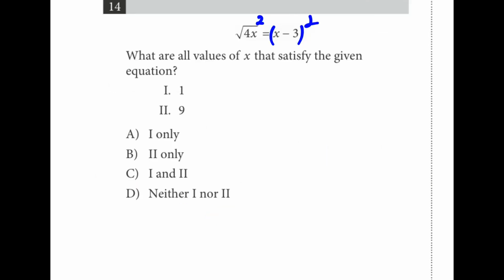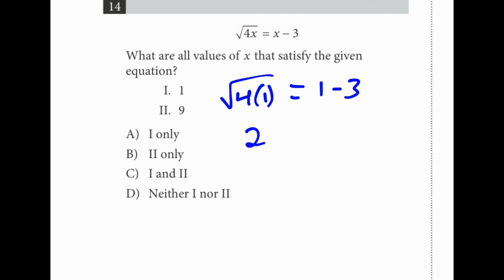So looking at number 14, it's tempting to try to square both sides and turn it into a quadratic and maybe factor it and see what my zeros are. But I think it'd probably be easier if I just plugged in numbers. Let's test the first case. The square root of 4 times 1, or the square root of 4, is 2. Is 1 minus 3 2? No, it's actually -2. So the first case doesn't work.